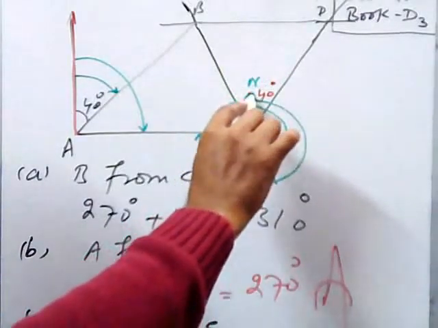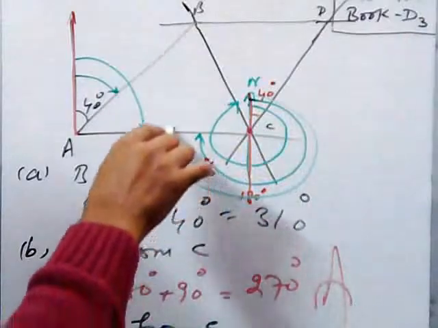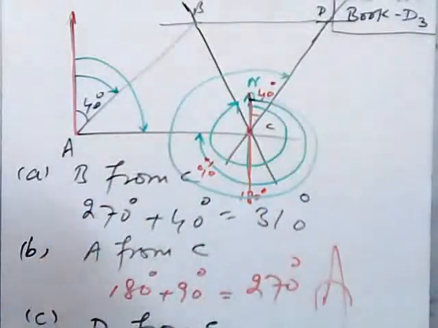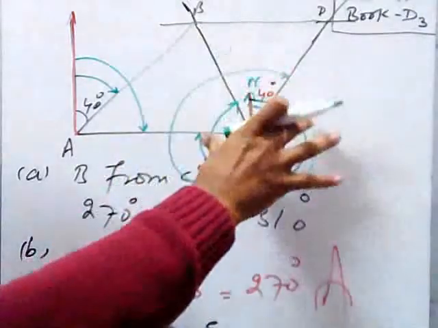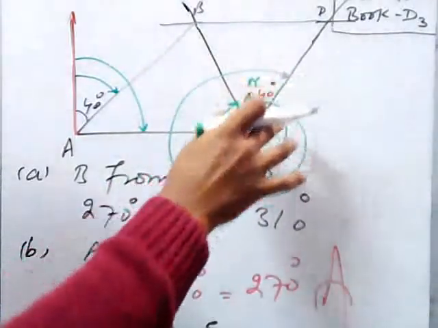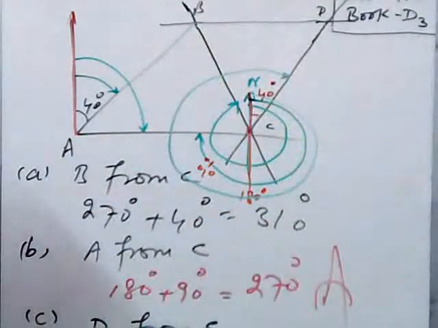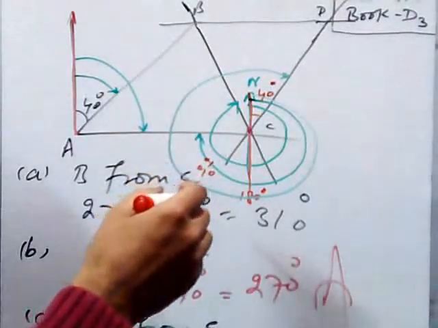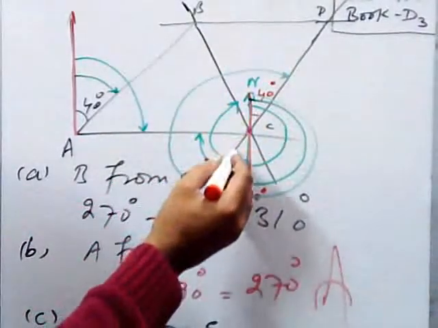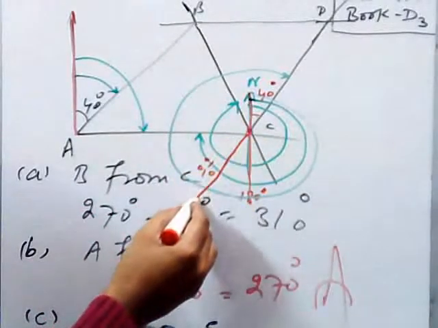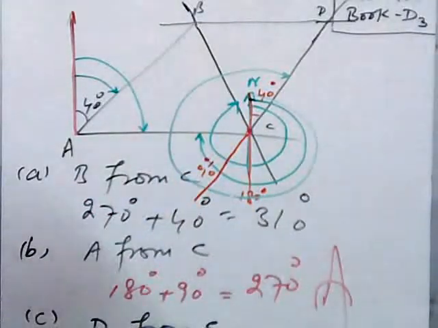For example, this one is like this, so it is more than 360. So what should we do? Using the reflex property. By using the reflex angle property, we should use it here.